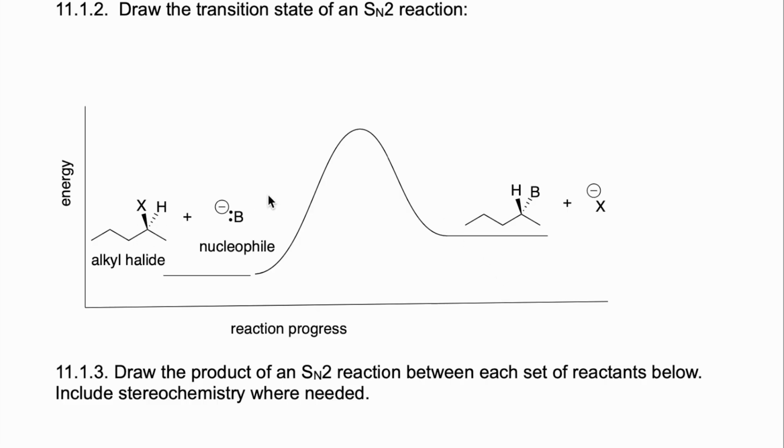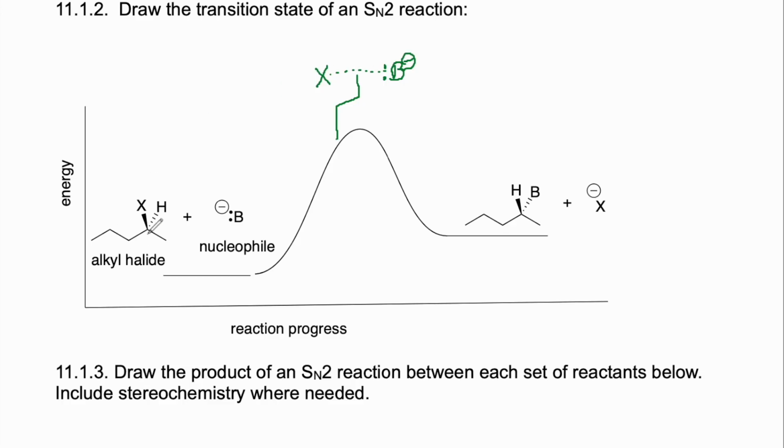All right, so I'm going to try to draw this alkyl halide kind of on its side. I'm going to draw this stereocenter. The propyl group is pointing down, and then I'm going to have the X out to one side here, the incoming nucleophile off to the other side.